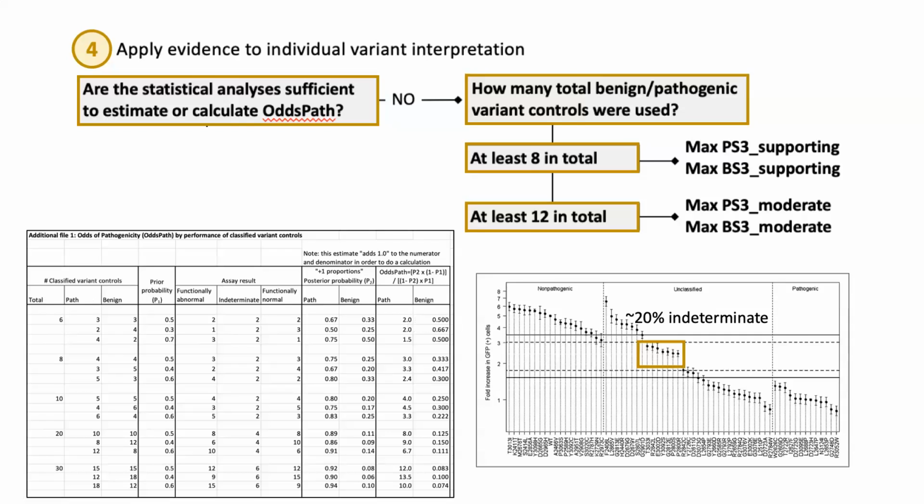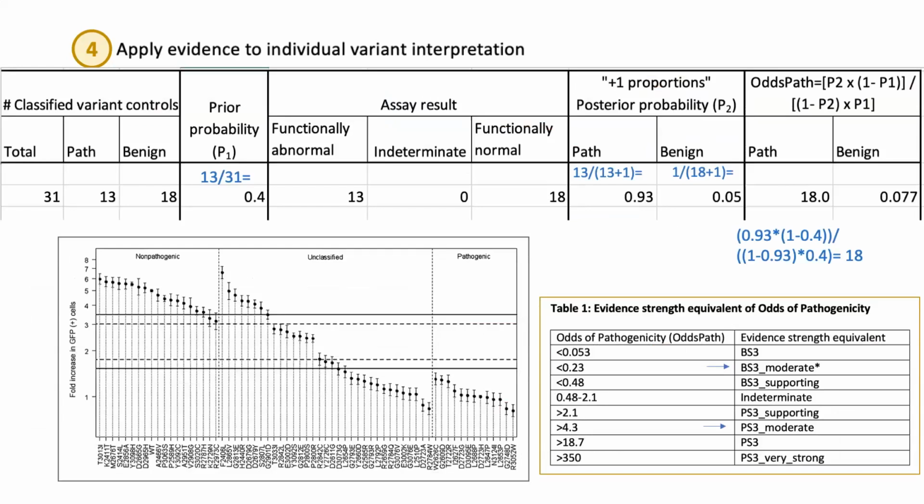And then, looking at this example where you have 31 total controls, 13 pathogenic and 18 benign, your prior probability would have been 13 out of your total 31. That gives you the proportion of your pathogenic out of your total variant controls, and that's 0.4.